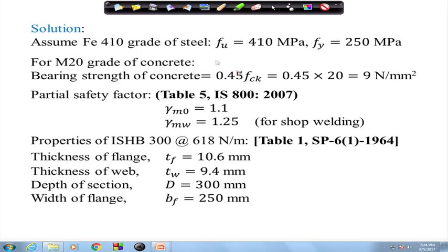So, if we see that for the Fe41 grade steel, Fu was considered as 410, Fy was 250, and the bearing strength of concrete we have considered as 0.45 into FCK, that is 9 Newton per millimeter square. And partial safety factor for shop welding, we have considered gamma mW as 1.25 and gamma m0 is 1.1, and properties of ISHB 300 can be obtained.